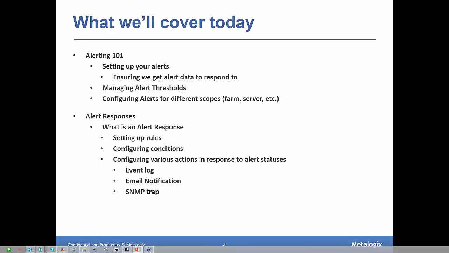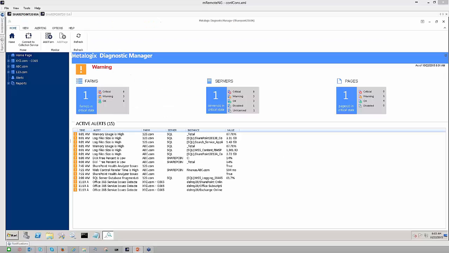What is an alert response? How to go about setting up rules for these responses, configuring the various conditions, and then configuring the various actions that are available in response to the alert statuses, i.e. writing events to the log, sending out an email notification, or even generating an SNMP trap for management in that manner. So without further ado, let's jump right into the meat of the presentation, and let's take a look at my environment here.